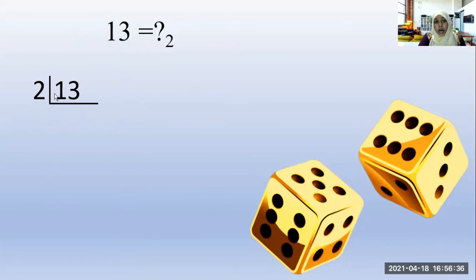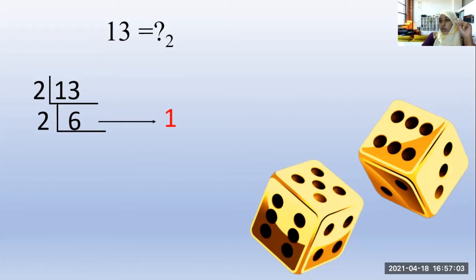How many 2's inside 1? No 2's, right? Then go to 13. How many 2's within 13? There are 6 2's. 6 into 2 is 12. How many remaining to be 13? 1 is remaining. You should write down the 1 here.